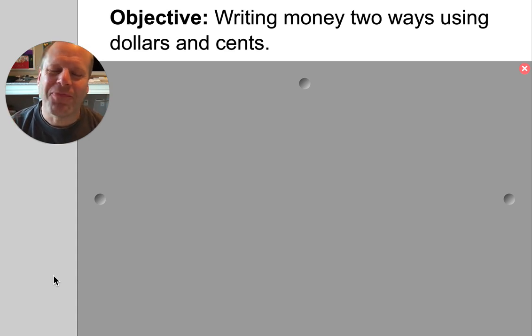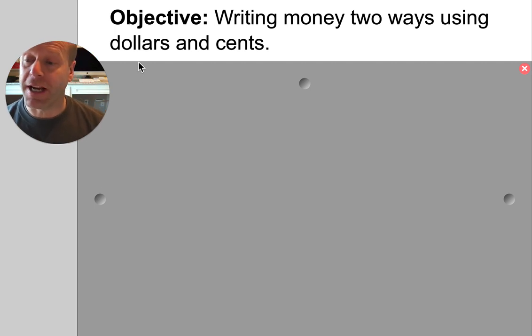Hey everyone! All right, our objective today in math is that we're going to be writing money, the same amount of money, two different ways. We're going to be writing them using a dollar sign and a decimal point, and then we're going to be writing them without the decimal point, just as a whole bunch of cents. And you'll find out that for some problems, it kind of makes sense to talk about cents, but in other problems, this is not the way I would ever write money.